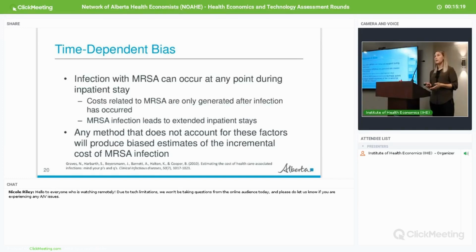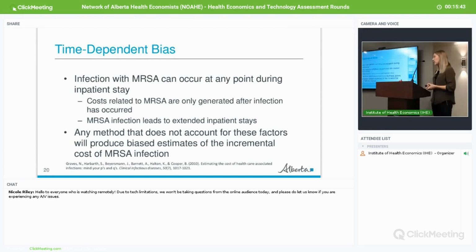Hospital-acquired infections are a little bit funny. They're exposed to something called time-dependent bias. Because an infection with MRSA can occur at any point during the stay, the way that our costs are aggregated, we'll assume that it applies to the whole stay. Costs related to MRSA will, in reality, only start being generated after the infection, but we can't parse that out from our data.